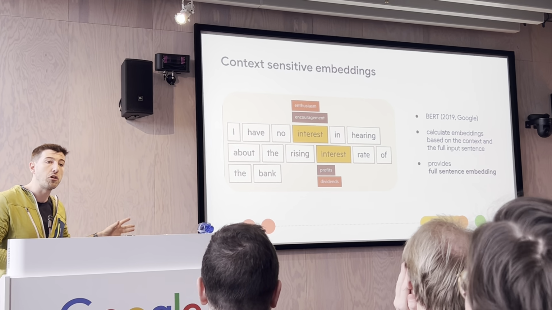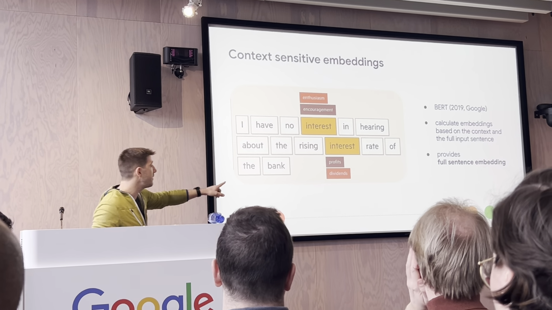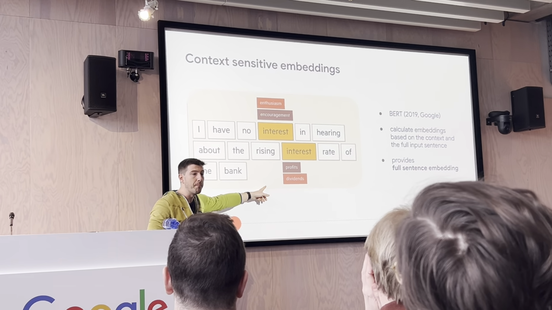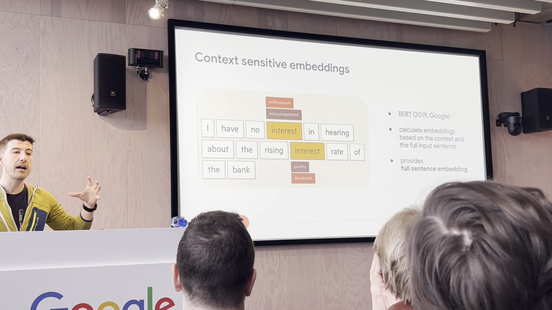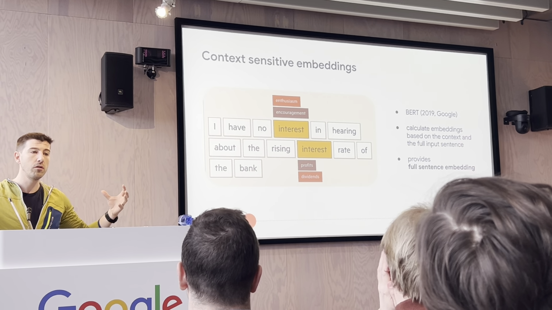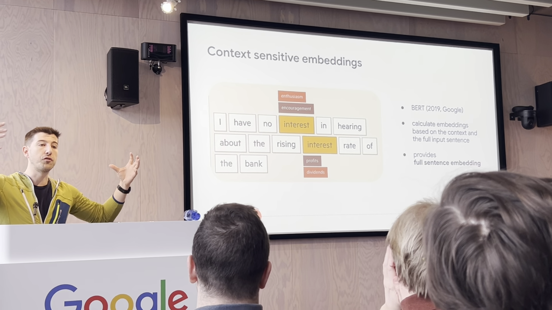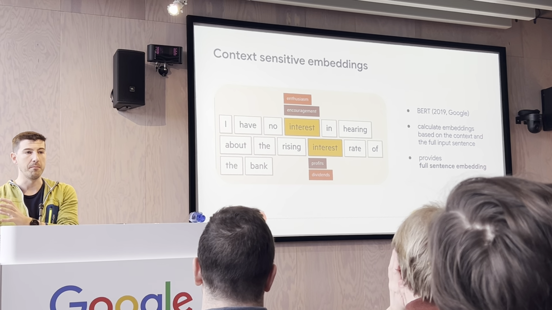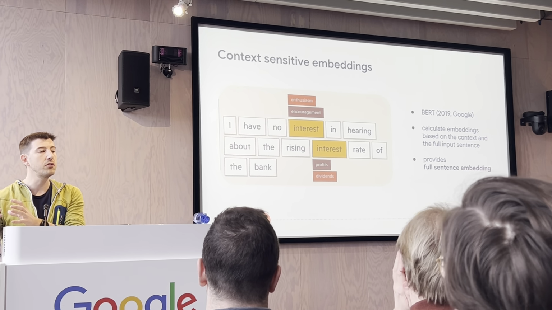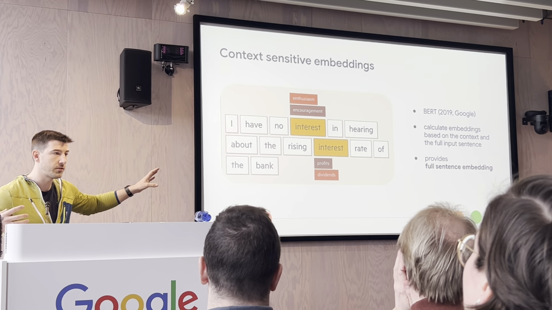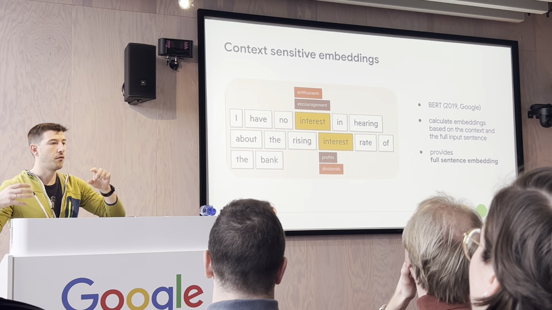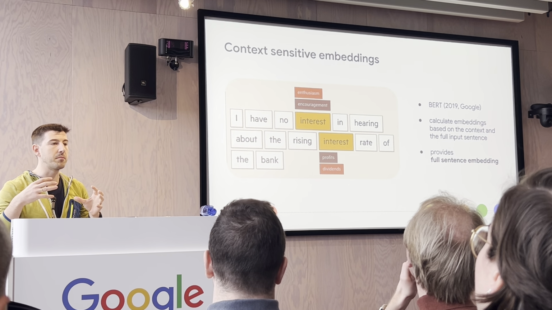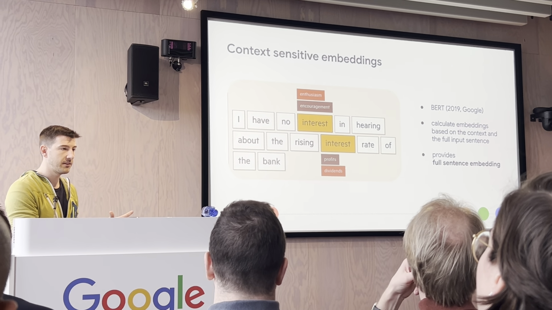But what a BERT model also does is calculate one more embedding, which is encapsulating the whole semantic meaning of the whole sentence into one embedding. So you suddenly don't only have an embedding for each of the words, but also one additional embedding which encapsulates the semantic meaning of the whole sentence.